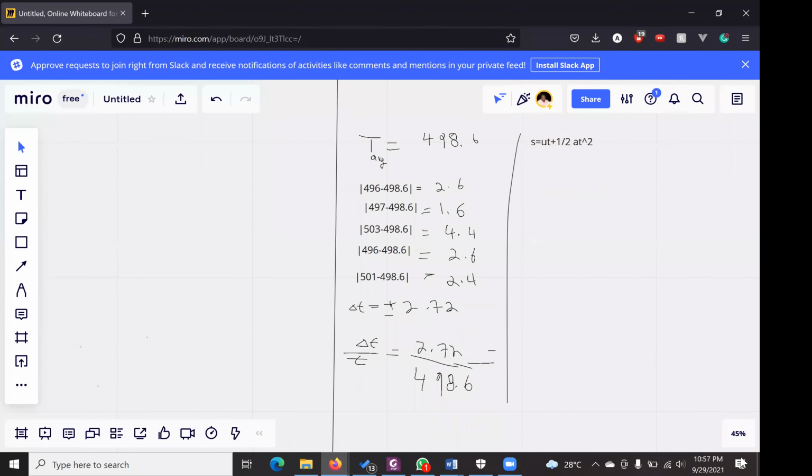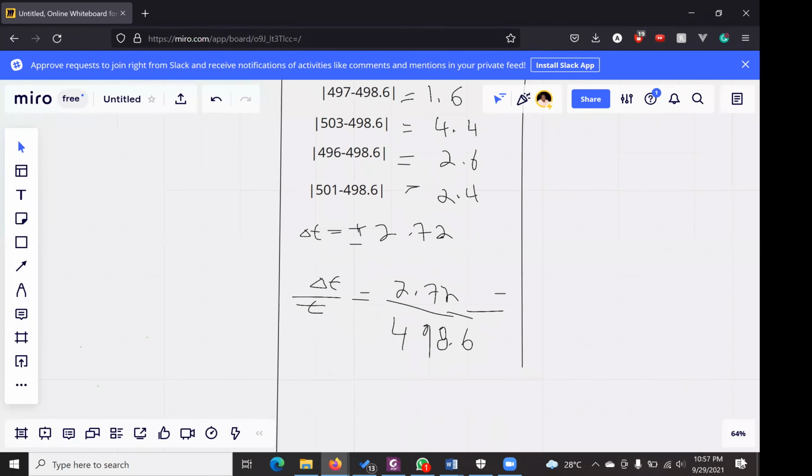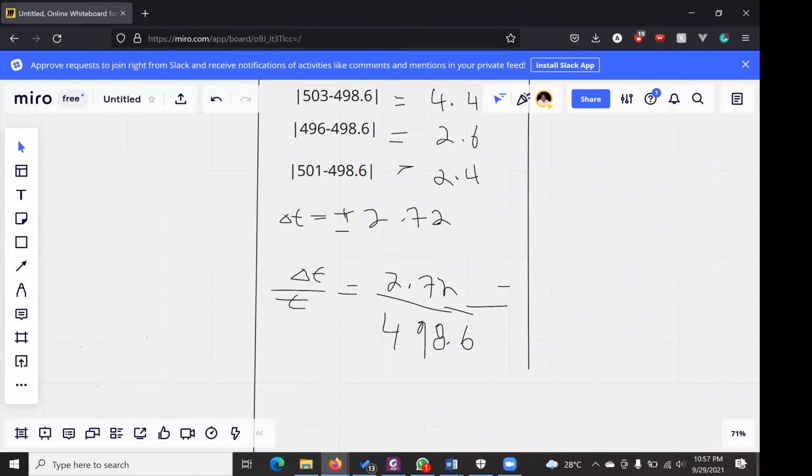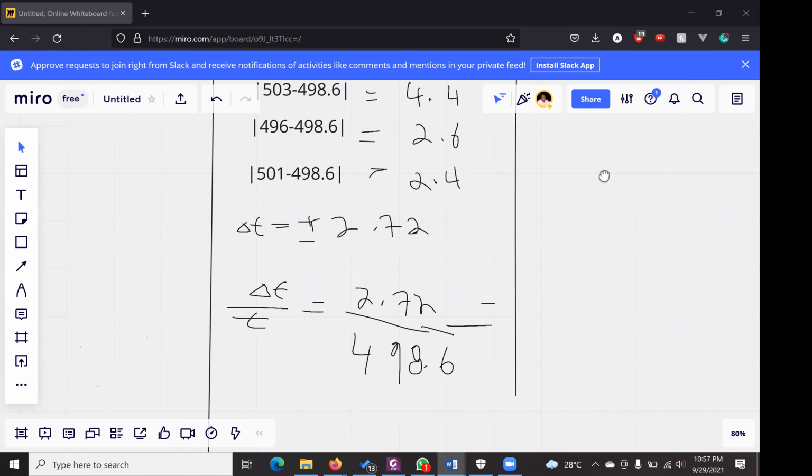I'm trying it again. Wait, did they ask for the percentage error? Percentage error. 0.54. 546%. You can fix that calculator.